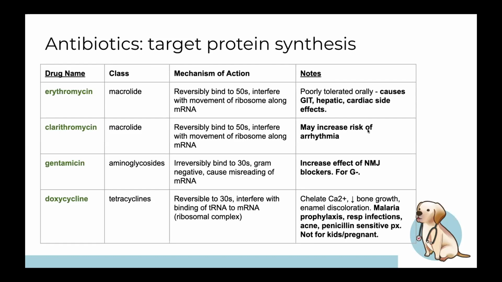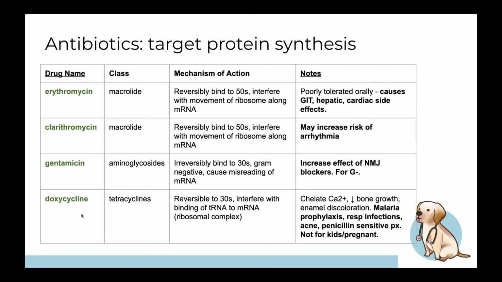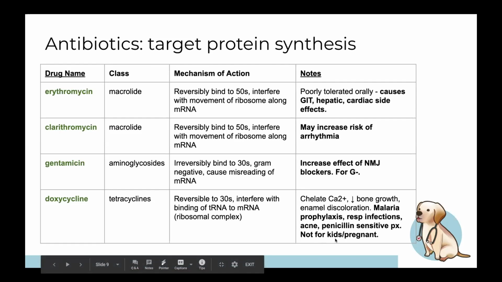Clarithromycin, just randomly, increases risk of arrhythmia, which is like random heart movements. Gentamicin increases the effect of NMJ blockers, if you've learned that yet. Doxycycline is important. This is a big one to remember because we use it for a few things. Remember how doxycycline is cycling on the bike, you fall off the bike, you break your bones, and children need bones. So you don't use it for kids.